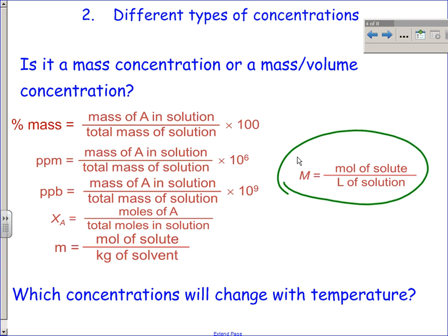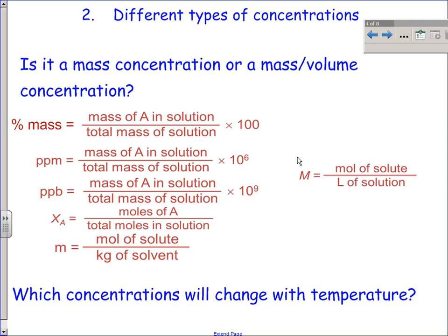And while on top we do have moles of solute, which is related to mass, on the bottom this is the only time that we really have a volume. And notice it's the volume of a solution. So all of the ones on the left are mass concentrations, and the one on the right is a mass volume type concentration. Now, out of all these concentrations, one thing you should also understand is which ones of these will change with a change in temperature.